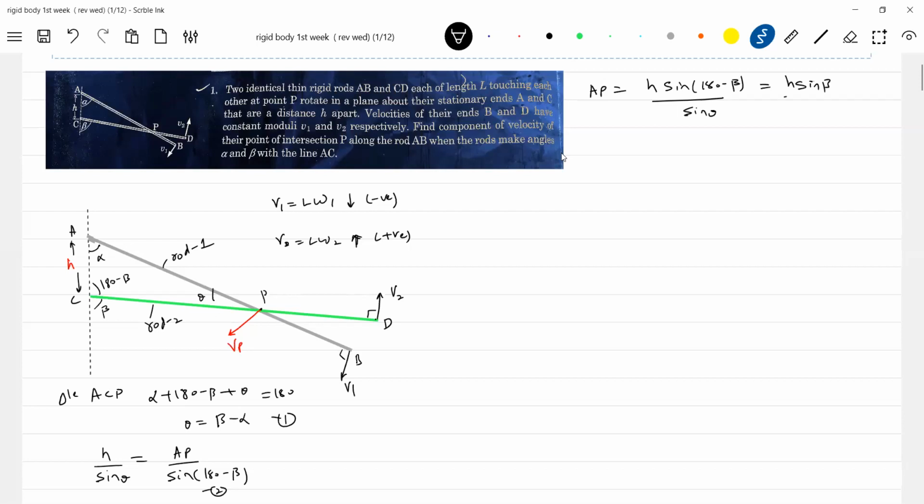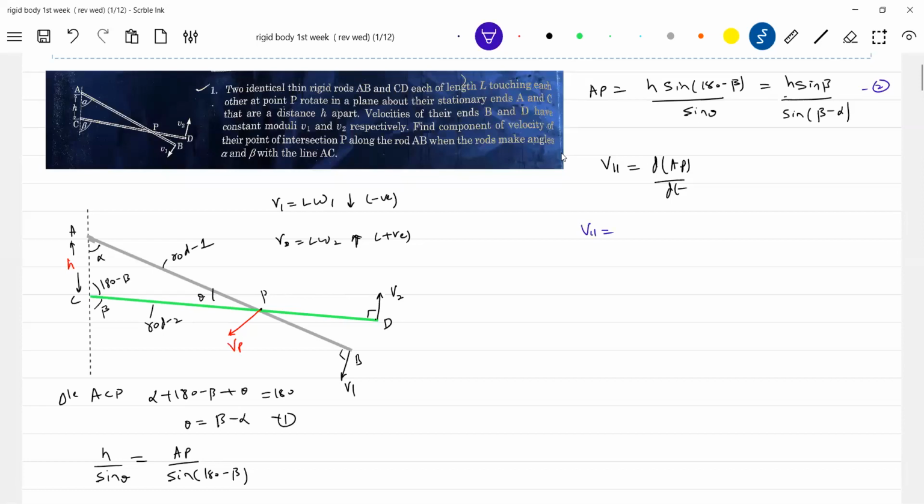H by sine beta, sine theta. Theta will be different. I think it's all about now differentiating. So V parallel, I'll call this one, D of AP by DT. This was the unknown thing which is needed. So I'm going to differentiate this. I'll call this directly 2. So differentiating this above equation.